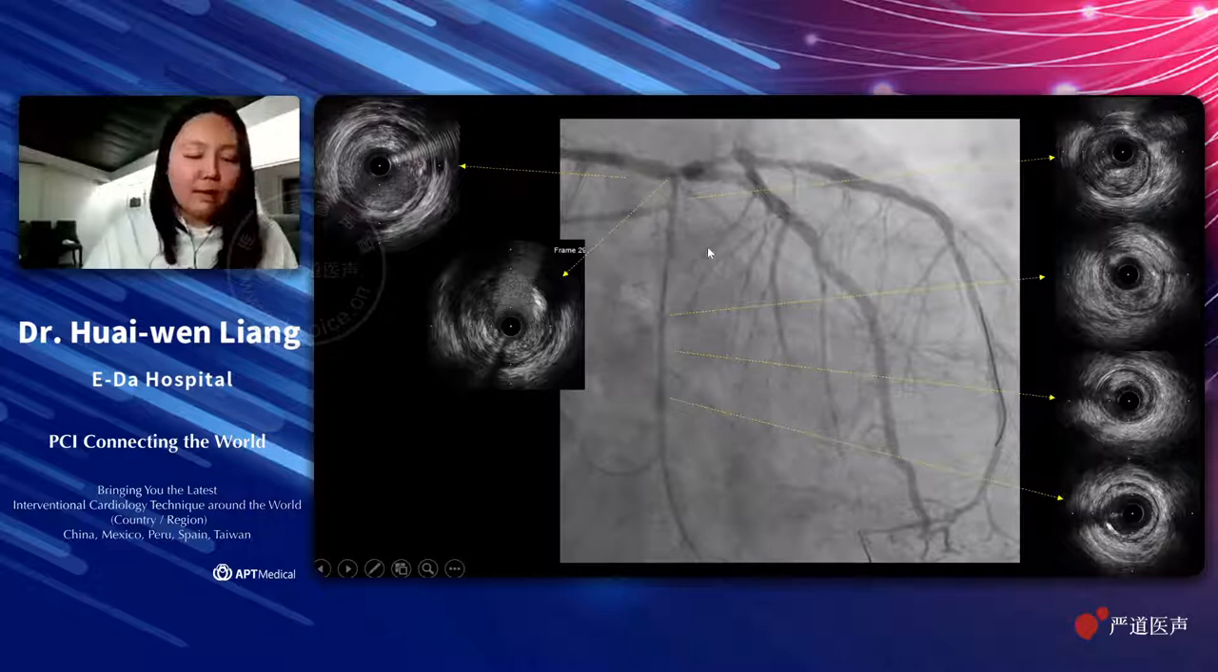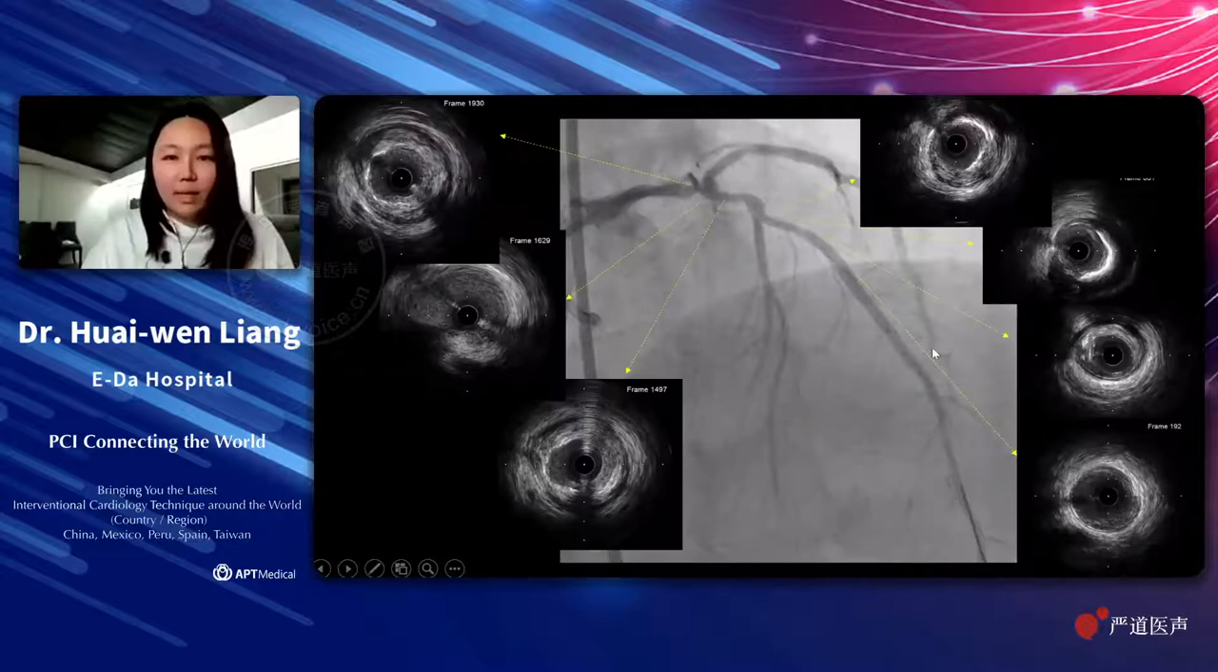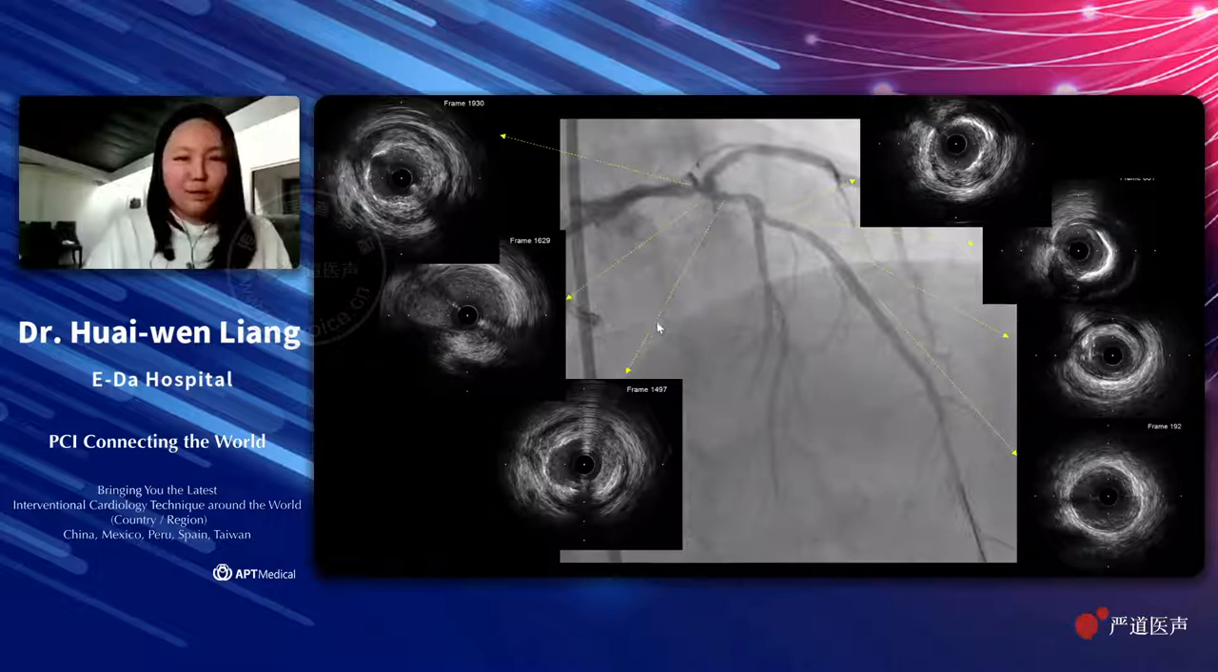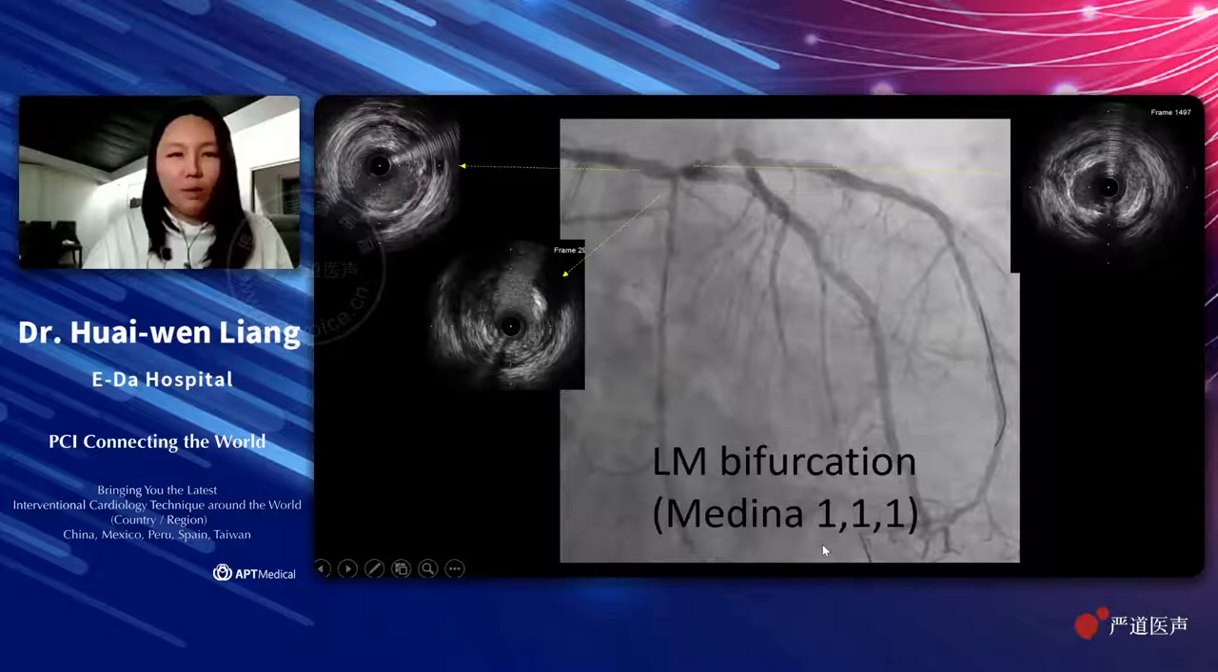In addition, we also checked IVUS from the LAD. Okay, see, this is a distal lumen, a good landing zone, and the size is around 3.0 to 3.5. And from the carina, we can see the LAD ostium still has a huge plaque burden. A little plaque burden over the carina, but still much plaque burden into the left main. So in my opinion, the left main bifurcation may still be a Medina 1-1-1. So I still need a two-stent strategy.